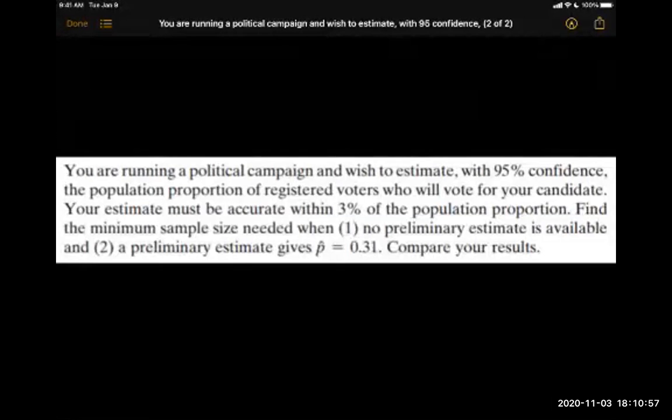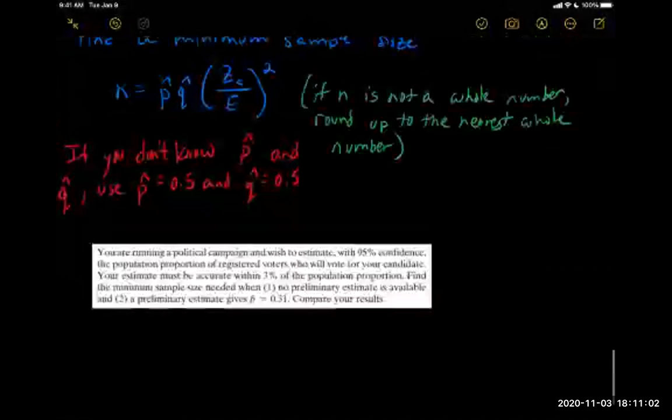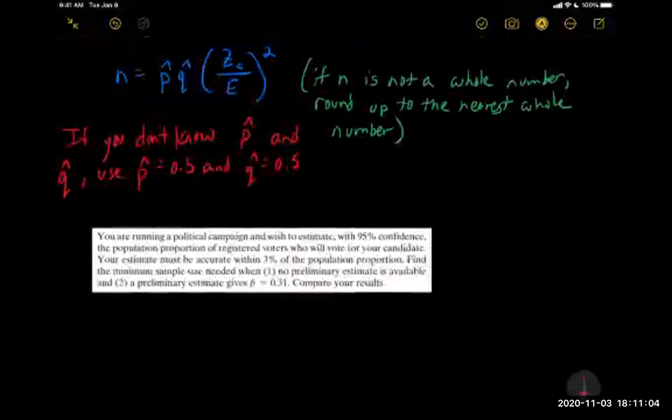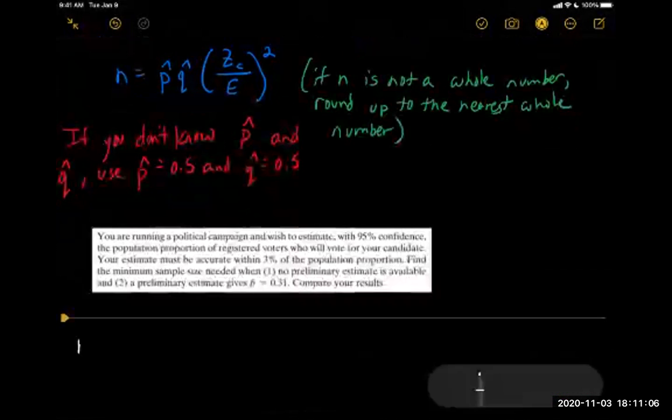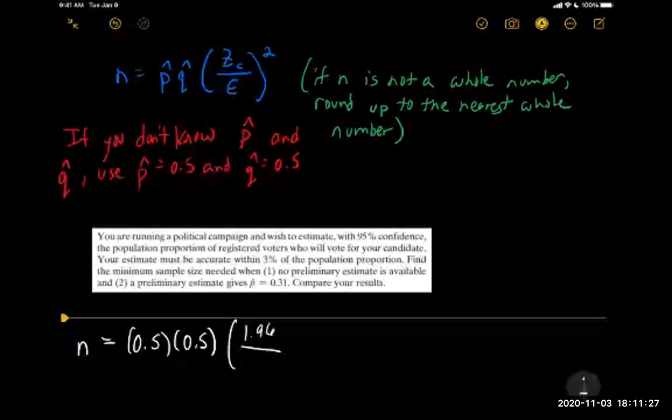Well, if no preliminary estimate is available, we have to use 50-50. So it's going to be n equals 50-50 times the critical value. I want to be 95% confident. I told you that was 1.96 over E, the margin of error. Well, I want to be within 3%, so 0.03 squared.